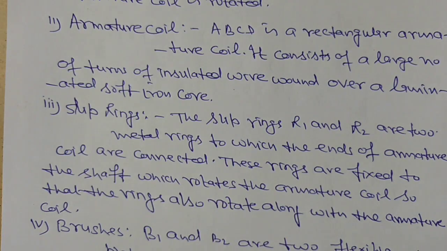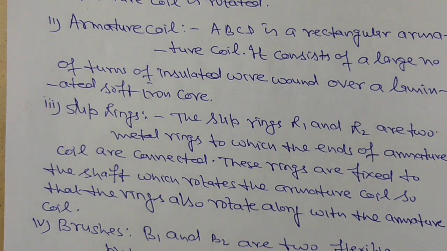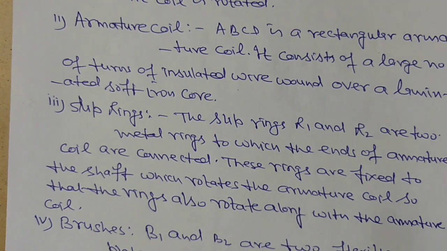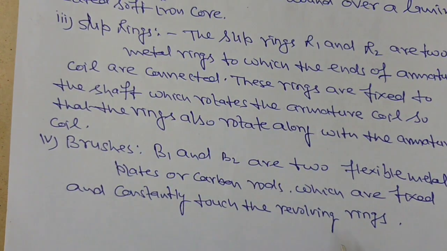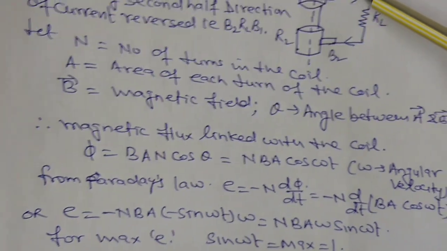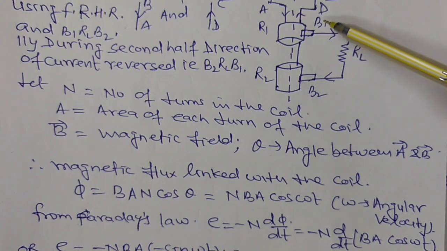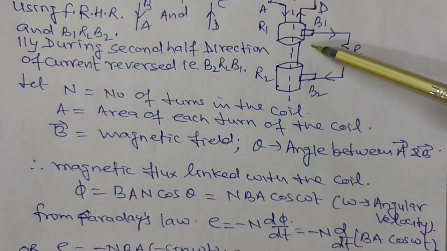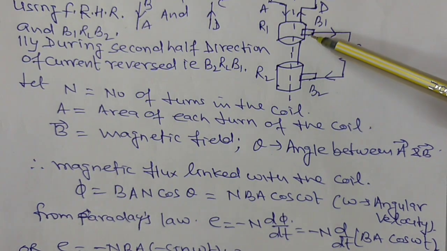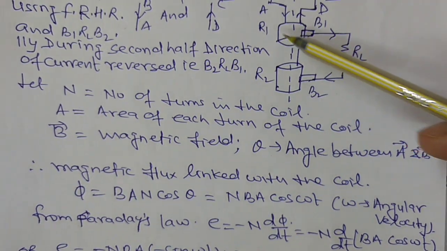Right. Number four, brushes B1 and B2 are two flexible metal plates. B1 and B2 are two flexible metal plates or carbon rods which are fixed and constantly touch the revolving rings. Here two brushes B1 and B2, metallic plates or carbon rods, and they are fixed and maintain contact with slip rings.